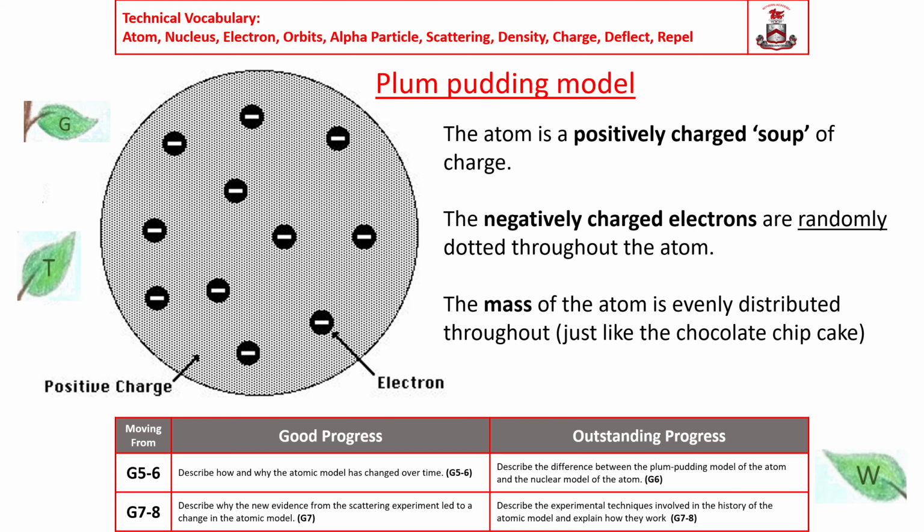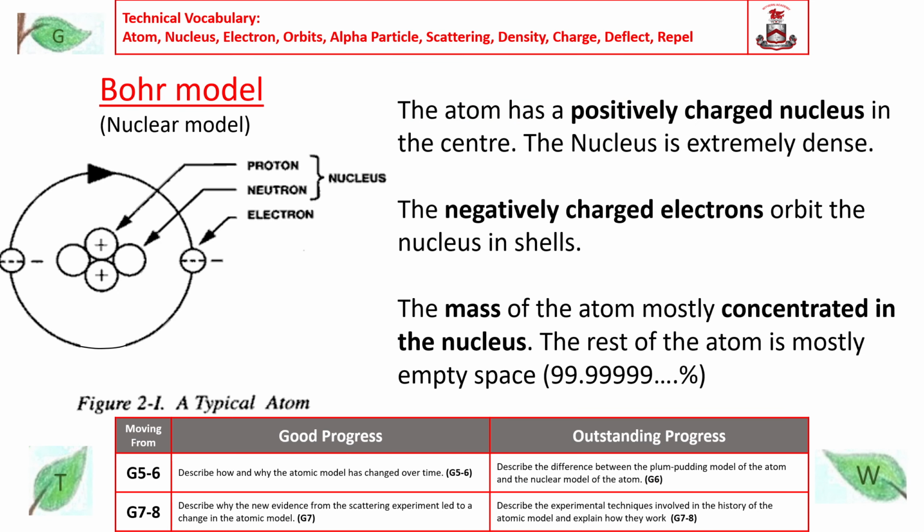I'm going to move on to the Bohr model now. So the Bohr model here, or the nuclear model. It's called the nuclear model because they proposed that a nucleus exists. So again, a positively charged nucleus in the center, negatively charged electrons, and the mass of the atom. So they're the 3 things that you need to know about for each model.